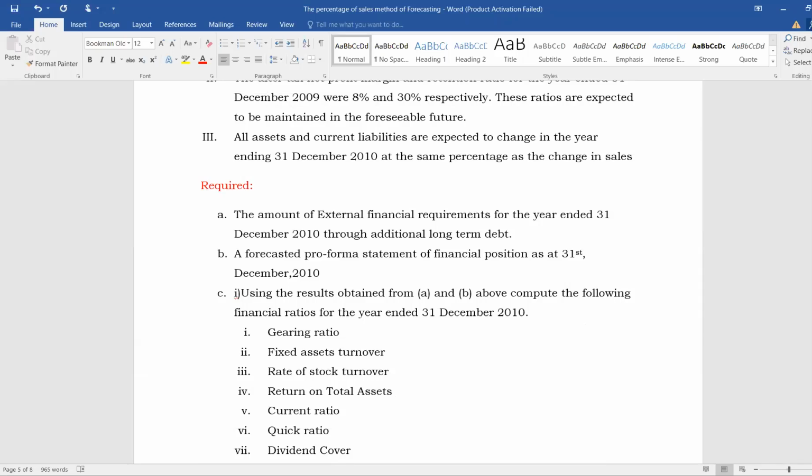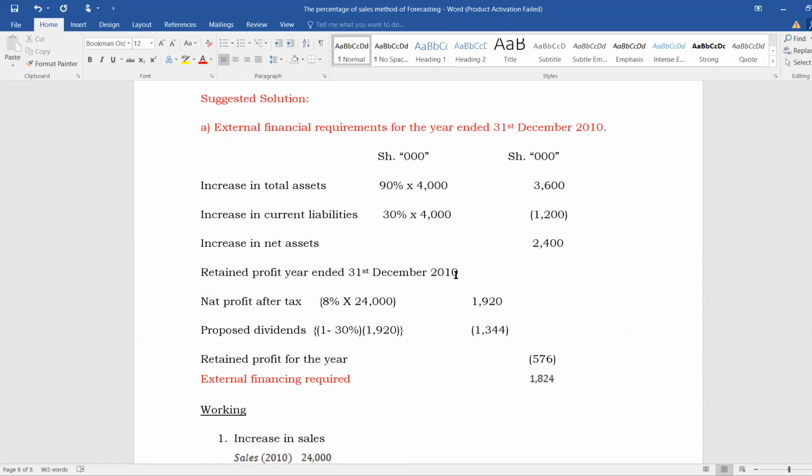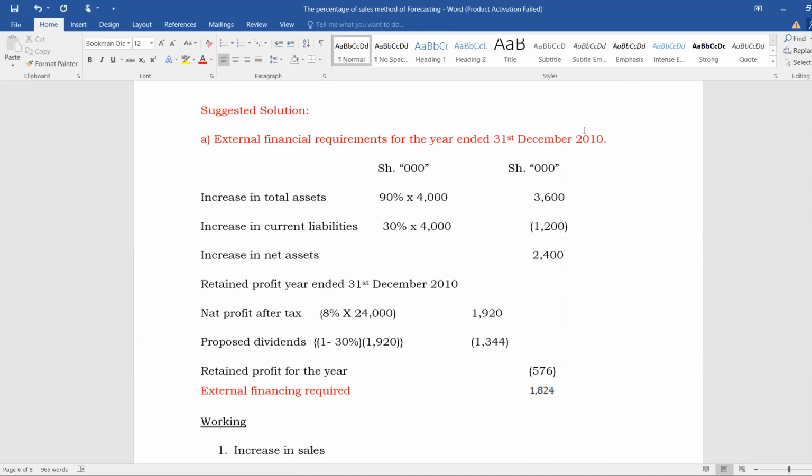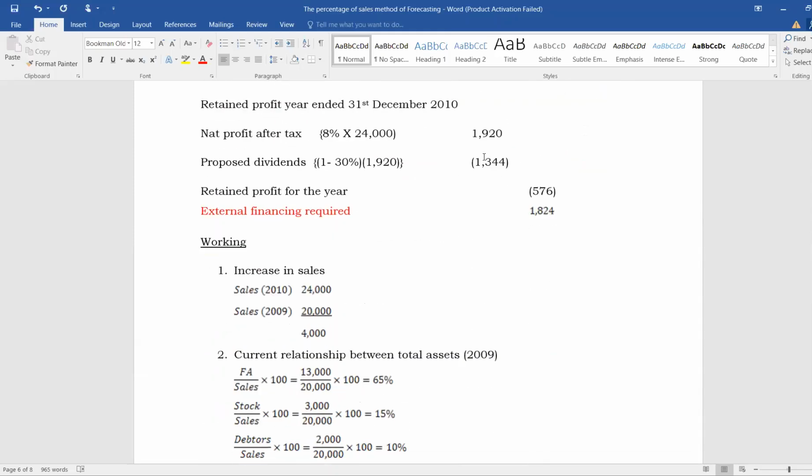Amount of external financial requirements for the year ended 31st December 2010 through additional long-term debt. I've already answered this. This is an answer. So external financial requirements for the year ended 31st December 2010. Of course, it requires you to follow the steps. The first step is to find the increase in sales. That is what we were given, right? We were given that by the examiner.